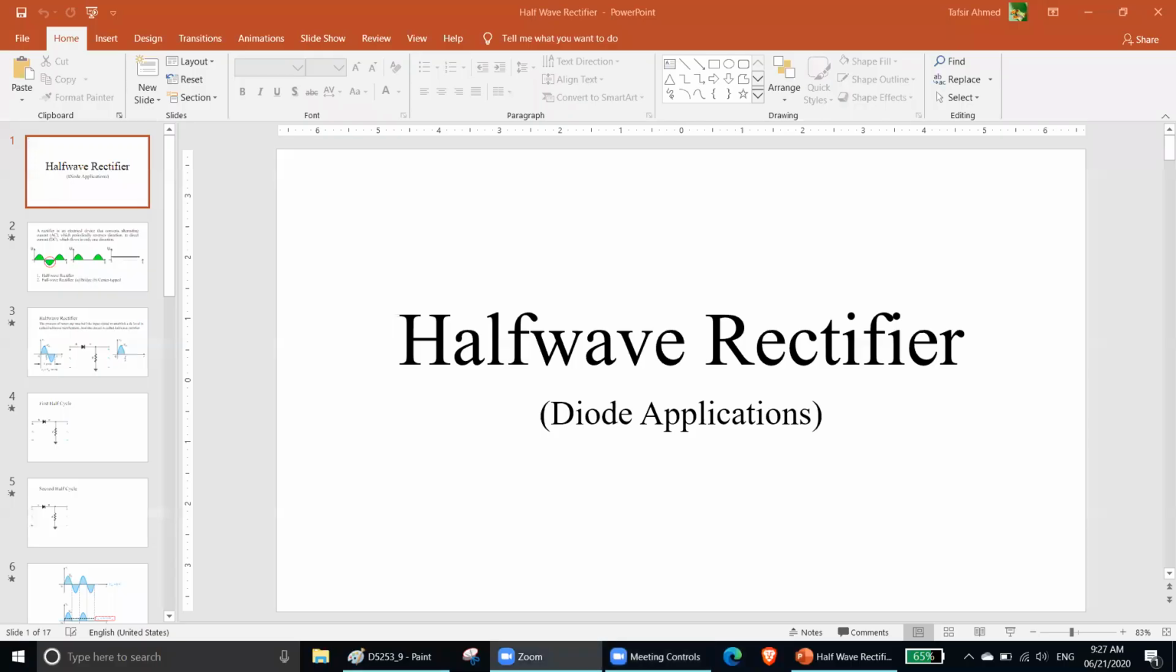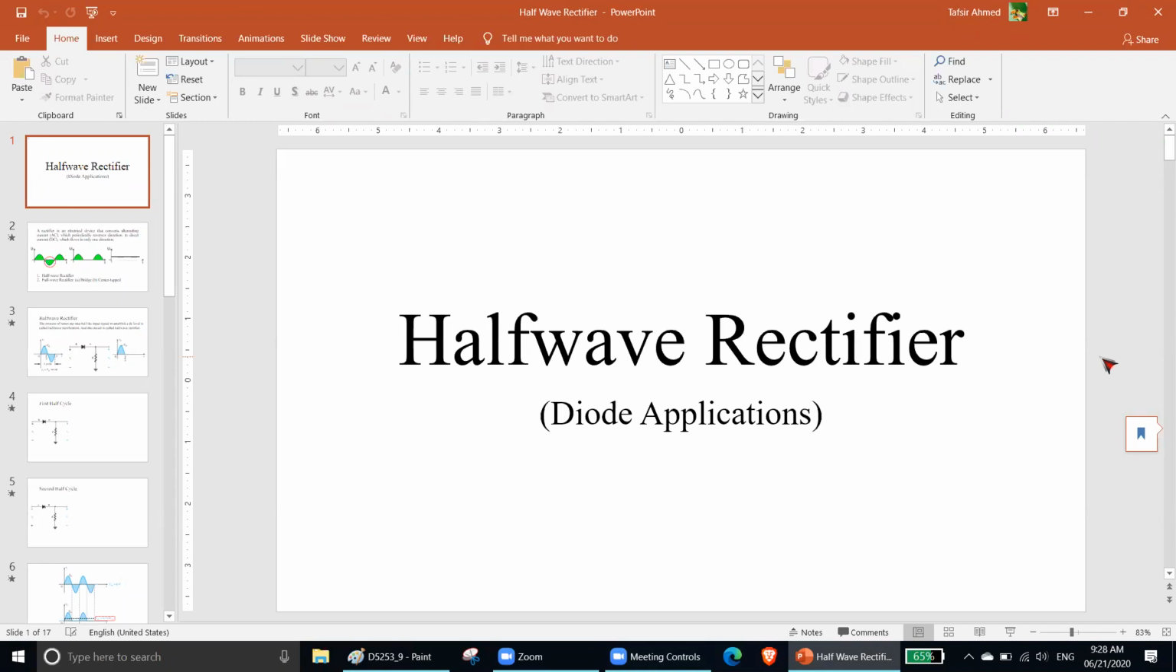So, half-wave rectifier, diode application. We will be learning about rectification today. What is rectification? Remember, rectification means fixing something. That means you have something that is not behaving well, so you will fix it so that it behaves well.